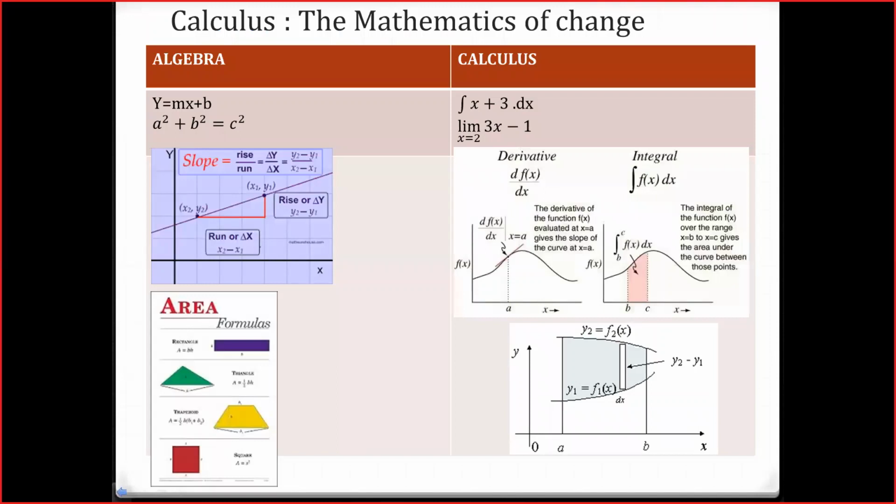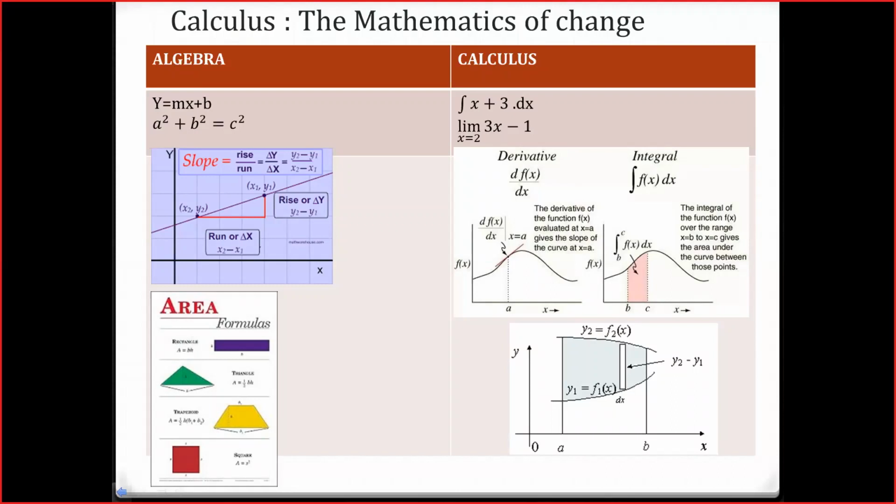Before that, I want to tell you about what calculus is. Calculus is the mathematics of change. Here, I'm talking about change. As you see here, in algebra, as you talked about before, you talk about the slope like mx plus b. You talk about equations like a squared plus b squared equals c squared. But in calculus, we deal with integration, with derivation, and with limits.